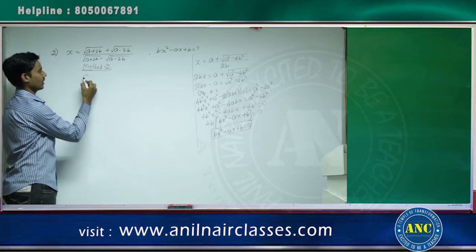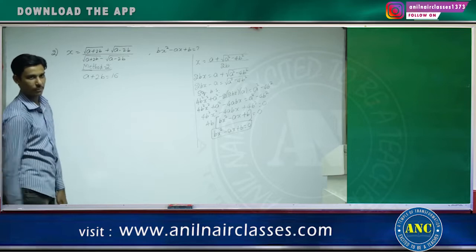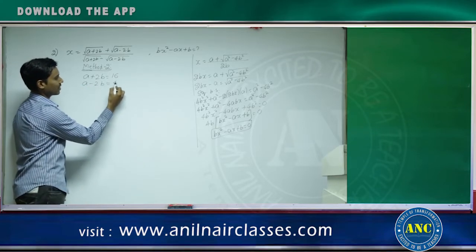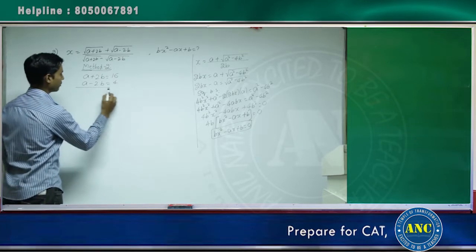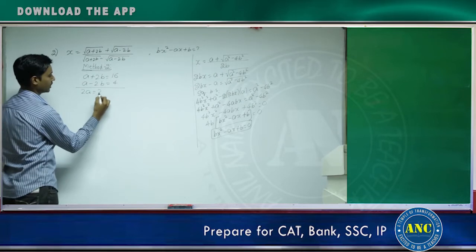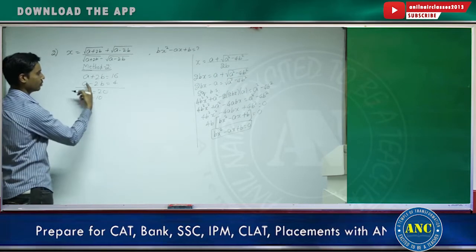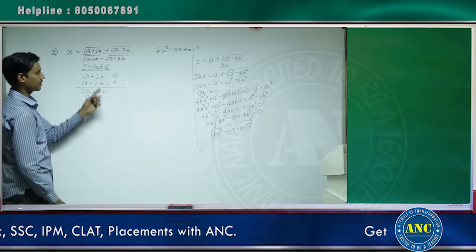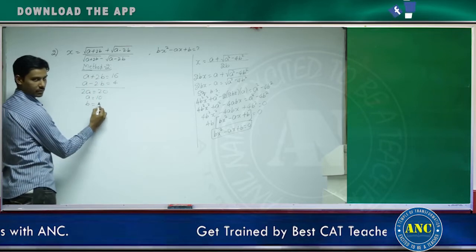So what I will do is assume a plus 2b as some number, 16. Similarly, I will assume a minus 2b as some other number, 4. If I solve these two equations, 2a equal to 20, a is equal to 10. The a value I got is 10. Substitute the a value: 10 plus something should be 16. That something is nothing but 6. 2b is 6, b is equal to 3.